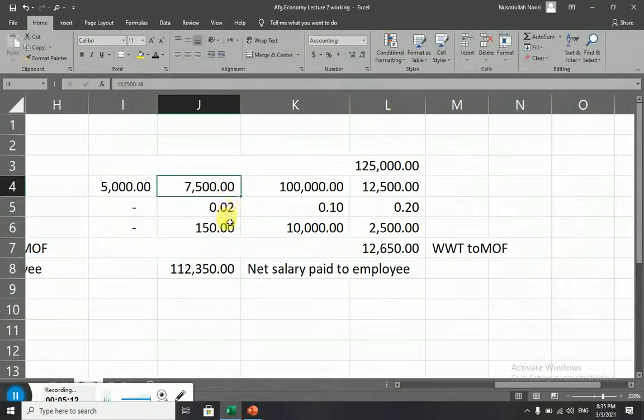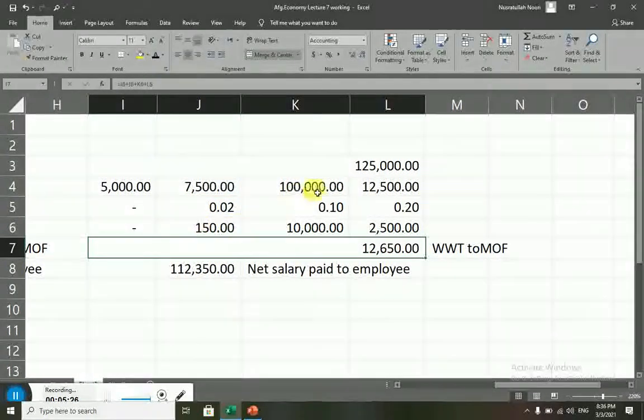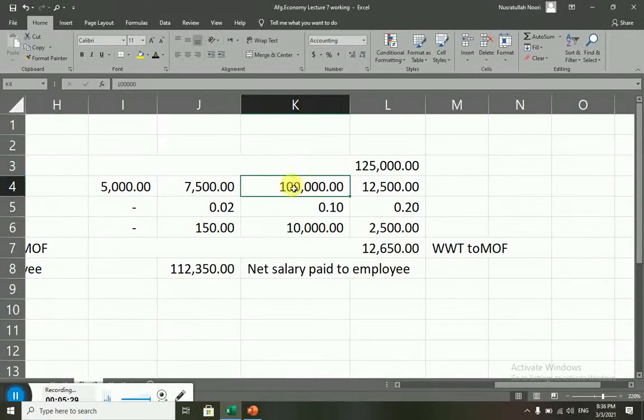So you can see 7,500 multiplied by 2% gives 150. Then here we had the error in this cell. We did not calculate it properly. What we have to do is, this is now the third threshold, which is up to 100,000 Afghanis. You will have to withhold 10% tax. So how do we calculate that?